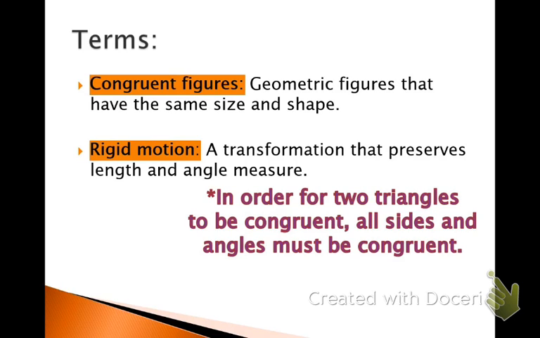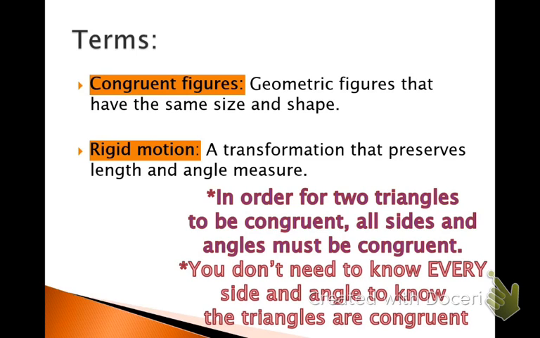I would also highlight the next asterisk while you're at it. It's what's called a little star thingy. You don't need to know every angle and every side for triangles to be congruent.